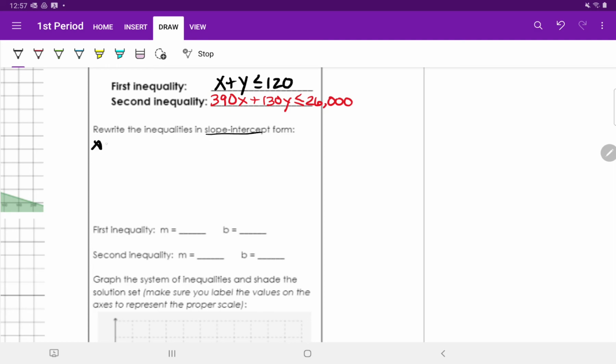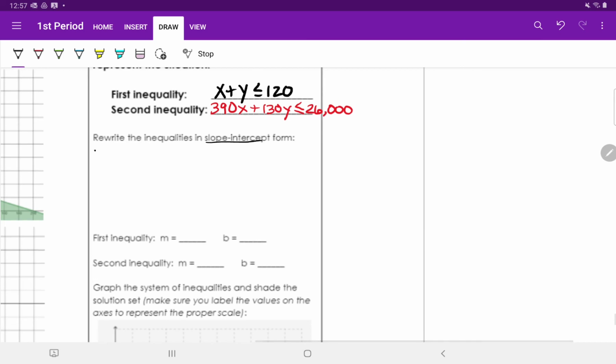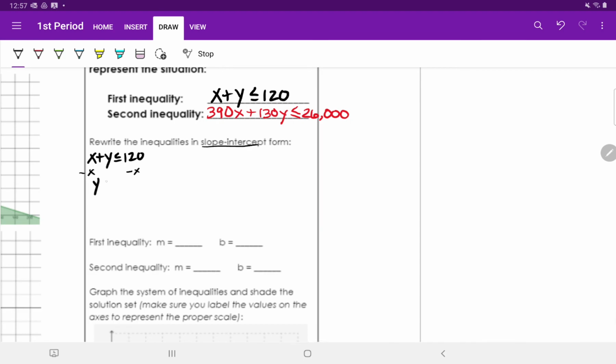We have x plus y is less than or equal to 120. That's really sloppy. I'm going to try that again. We've got x plus y is less than or equal to 120. We need to get y by itself on the left, so we'll subtract x from both sides. So there is our first inequality. Our m, of course, is -1. There's no 1 there, but we can imagine. And our b is 120.